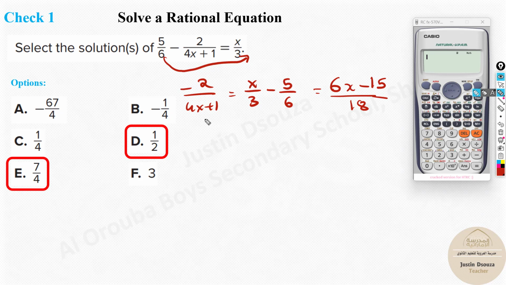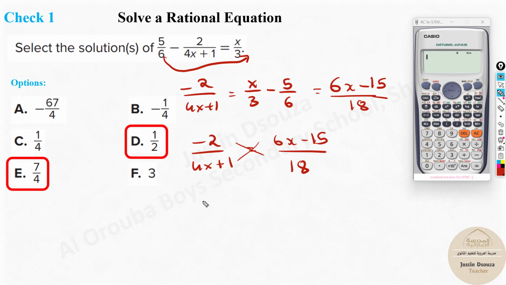here, the left side was minus 2 by 4x plus 1, that is equal to 6x minus 15 by 18. We need to solve this. There is only one term on each side, so cross multiply. It's not plus or minus. Only when there is plus and minus, you have to multiply the denominator up and down, and multiply the other side's denominator up and down. Now it's equal to, do cross multiplication.